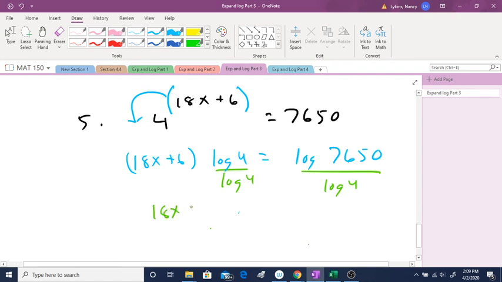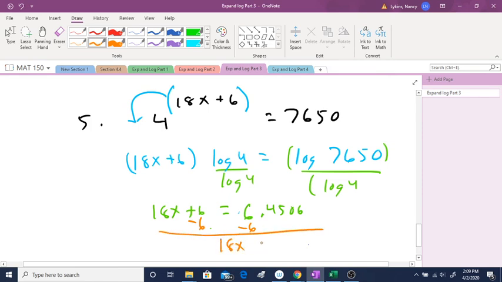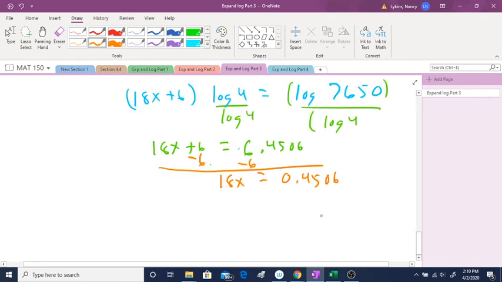So I've got 18x plus 6 equals, when I take log 7650 divided by log of 4, I get 6.4506. Now this is going to be a two-step equation. I'm going to subtract 6 on both sides. We'll have 18x equals 0.4506. Divide by 18, divide by 18. In this case, x equals 0.0250.